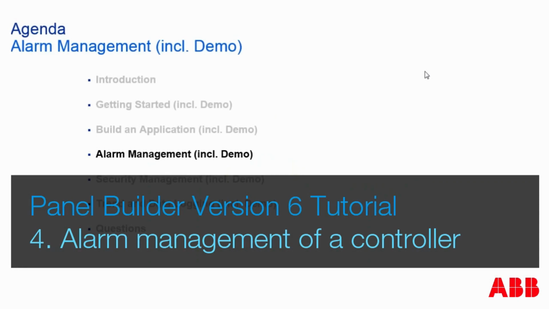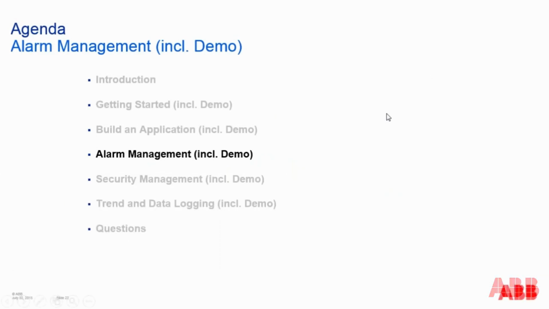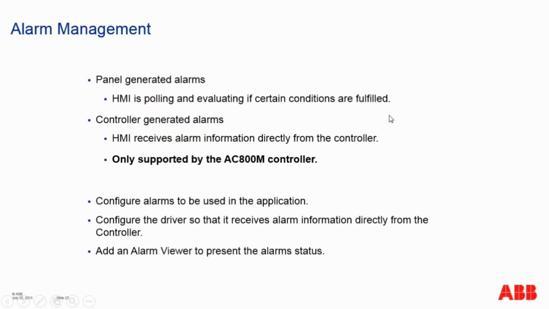And now we will move over to alarm management, a very important part of most applications. In the panel builder, there are two ways of managing alarms. We can have what we call panel-generated alarms. This means that the HMI is polling and evaluating if certain conditions are fulfilled. This is a typical way of handling alarms.